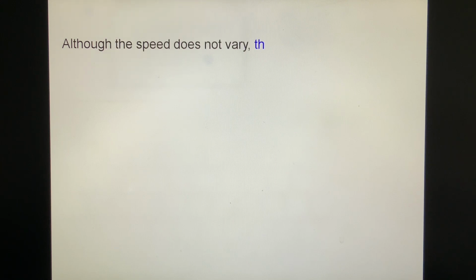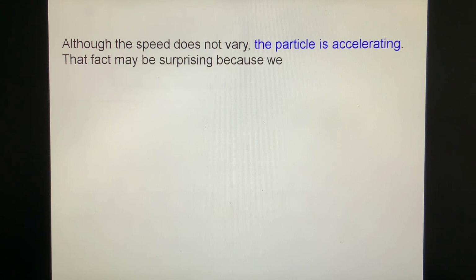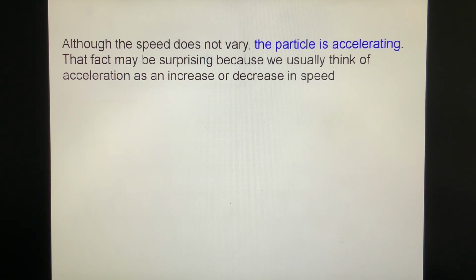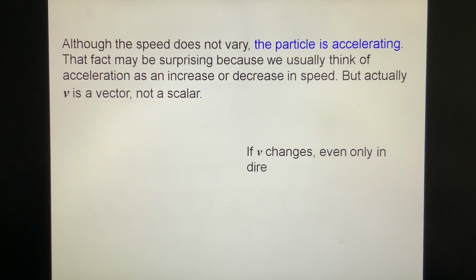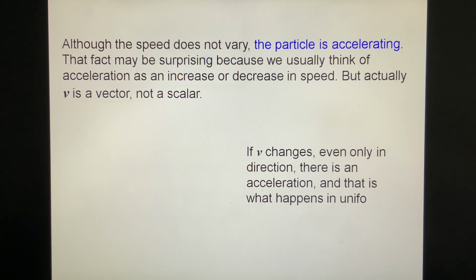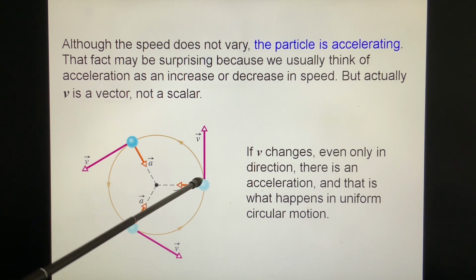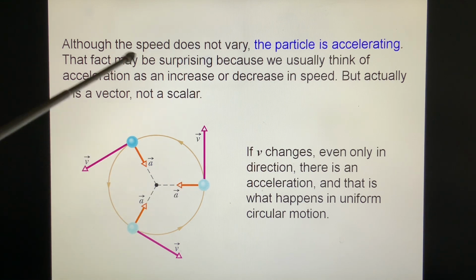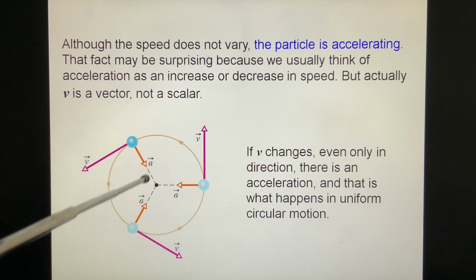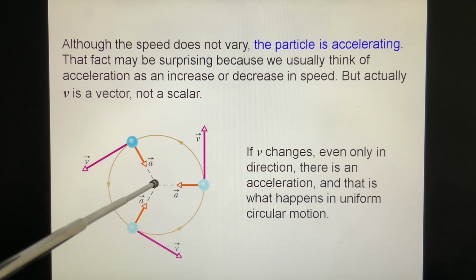Although the speed does not vary, the particle is accelerating. That fact may be surprising because we usually think of acceleration as an increase or decrease in speed. But actually v is a vector, not a scalar. If v changes even only in direction, there is an acceleration. And that is what's happening in uniform circular motion. You see, the velocity changes direction, and it does have an acceleration called centripetal acceleration toward the center of the circle.